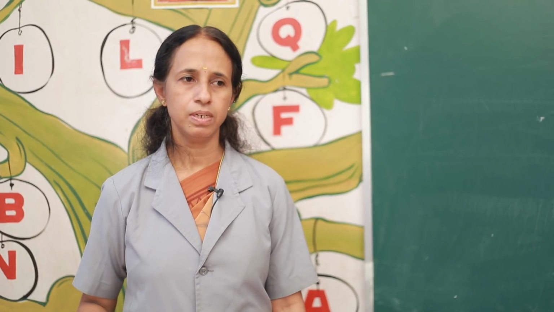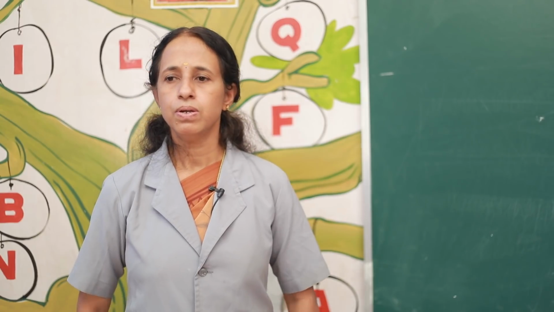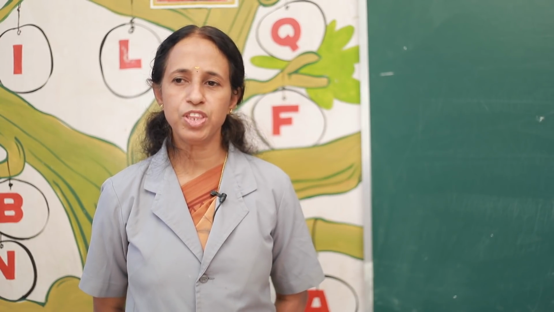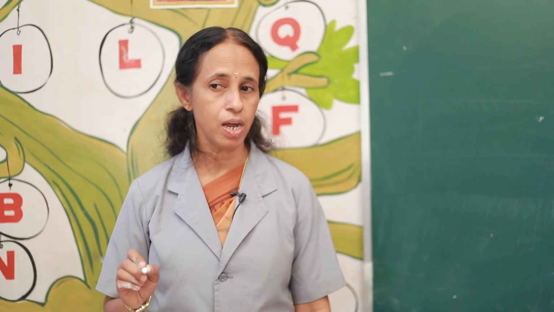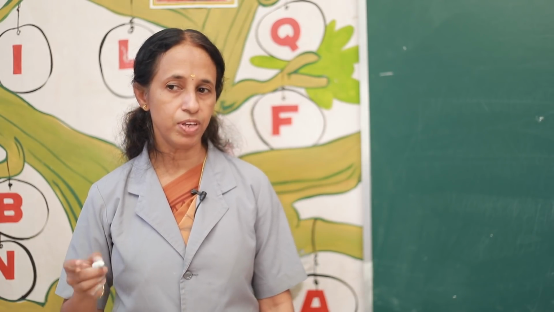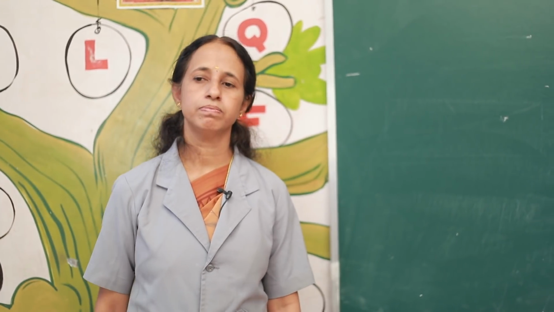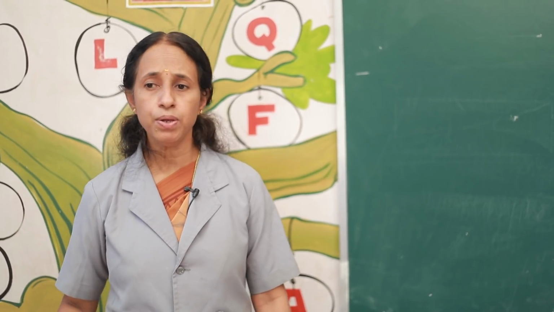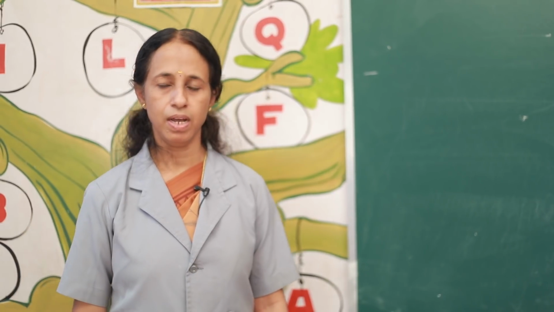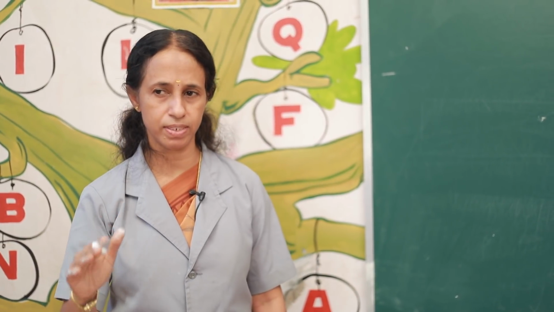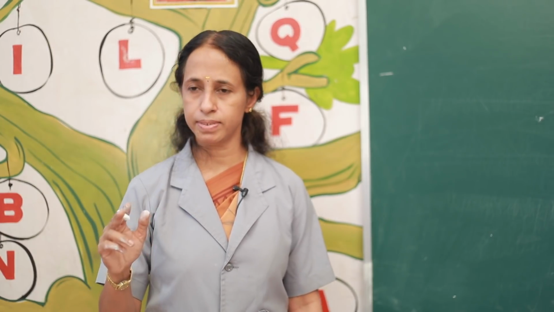Question: Draw a triangle of area 12 square centimeter with one side 8 centimeter. Here the area of the triangle is given and one side is given. Area of the triangle is equal to 12 square centimeter and one side is equal to 8 centimeter.